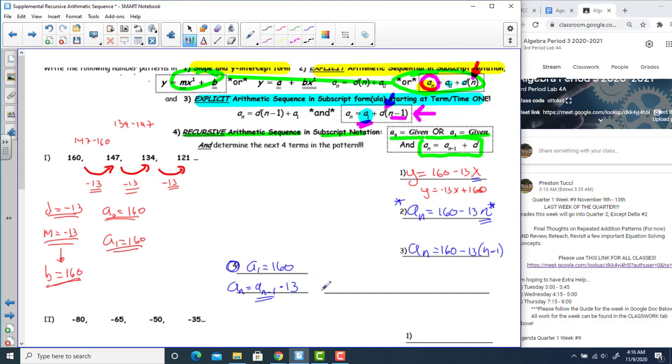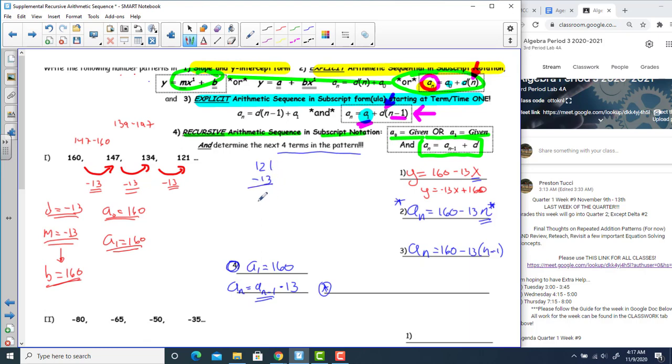If you were to continue the pattern in the last section of the problem, which is what the instructions had suggested we do, determine the next 4 terms in the pattern, you simply have to say, well, if I'm finishing at the 4th term or 4th position at 121, and I want to find the next 4 positions, I have to subtract 13.